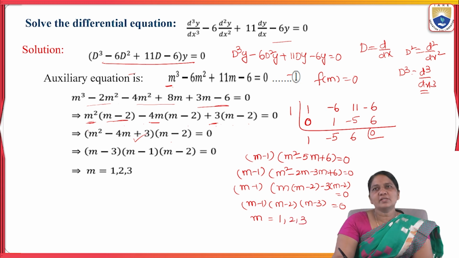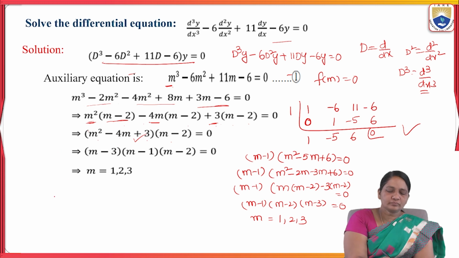So by using this method also you can calculate. Otherwise you can take common terms and from that also we can get the roots here. So here m square minus 4m plus 3. So 1 3s are 3. I can write here. For this one, what are the roots I am writing here? So 1 3s are 3.